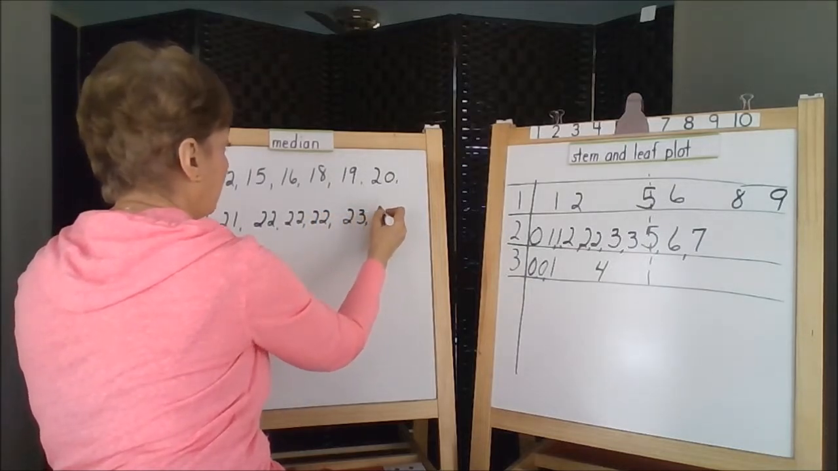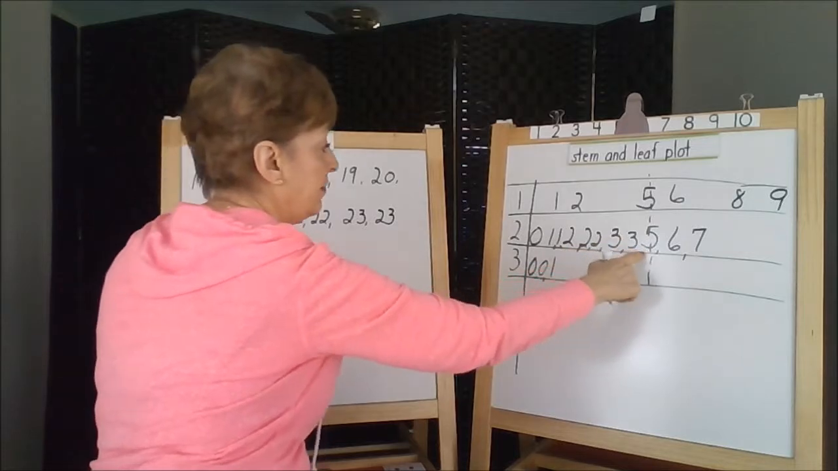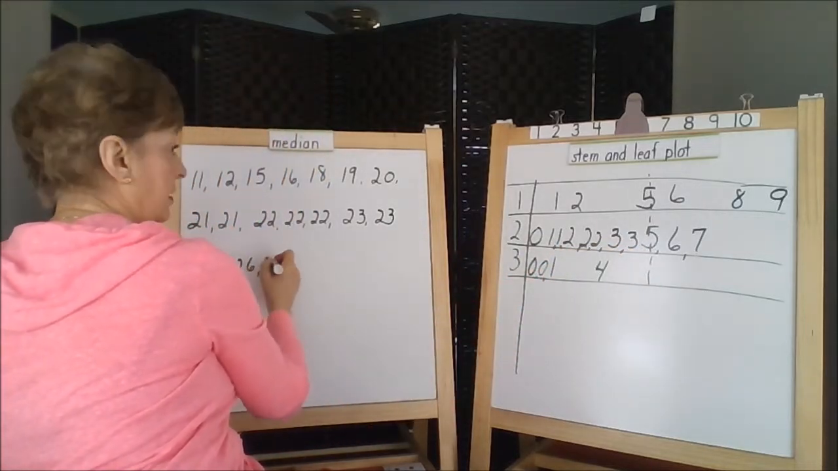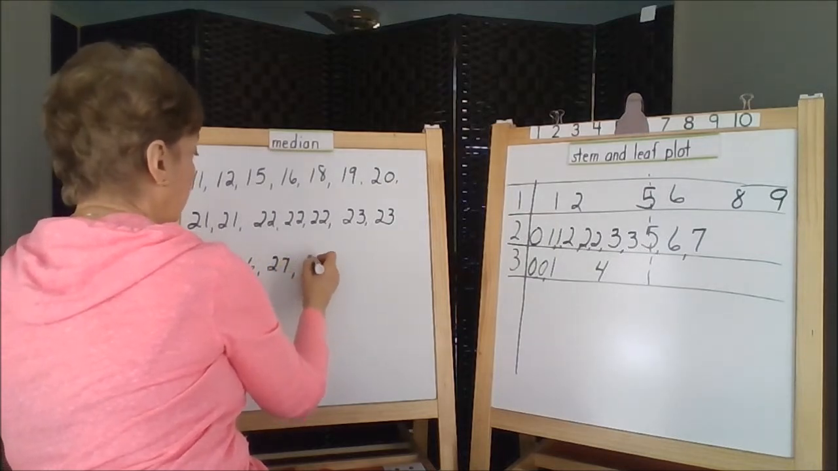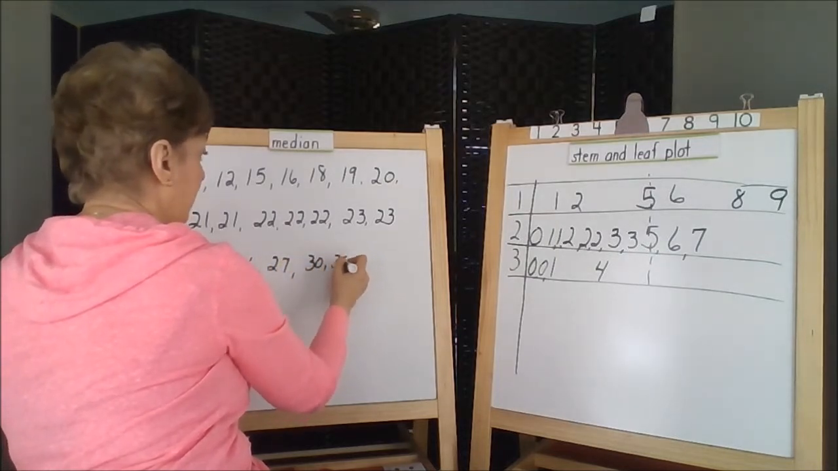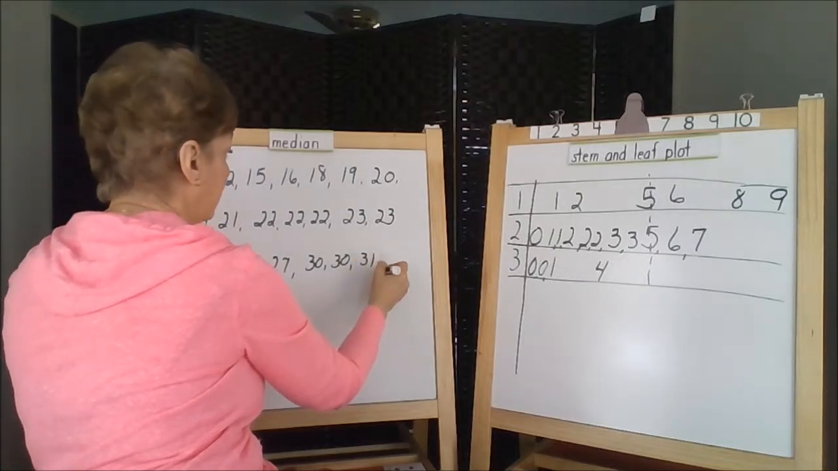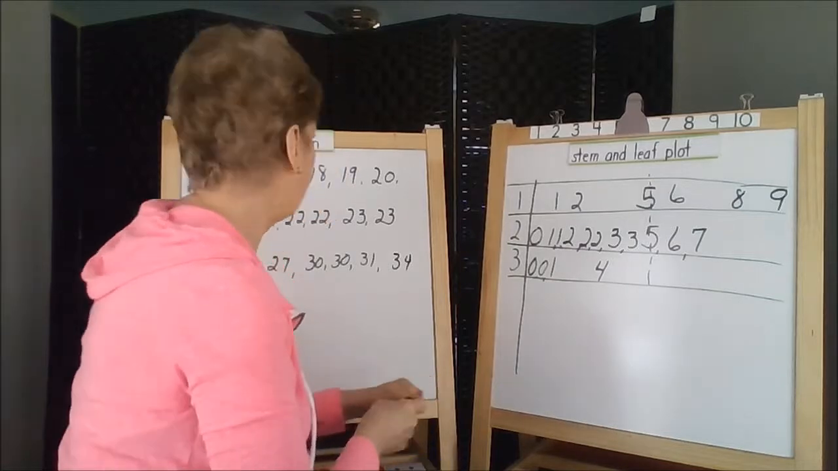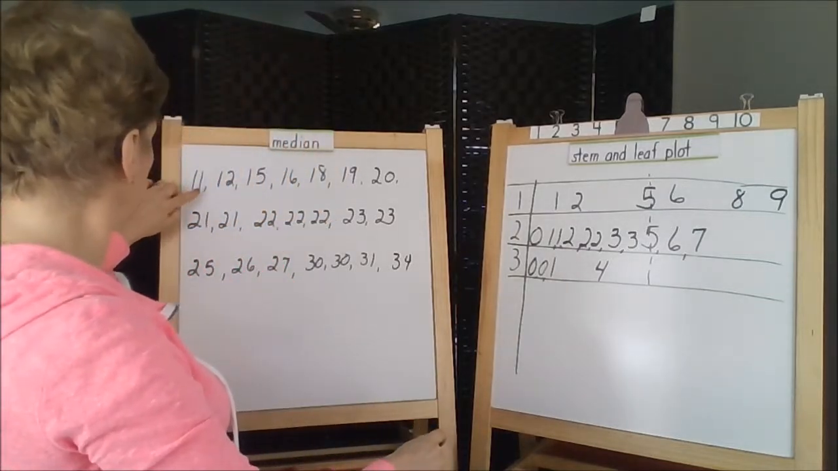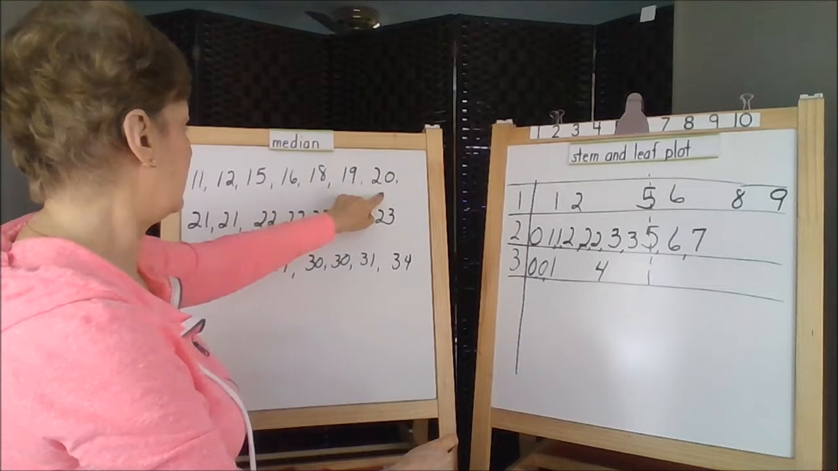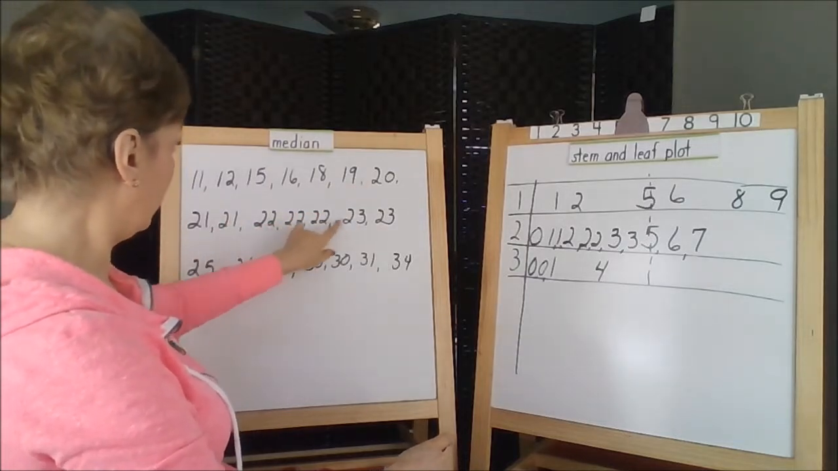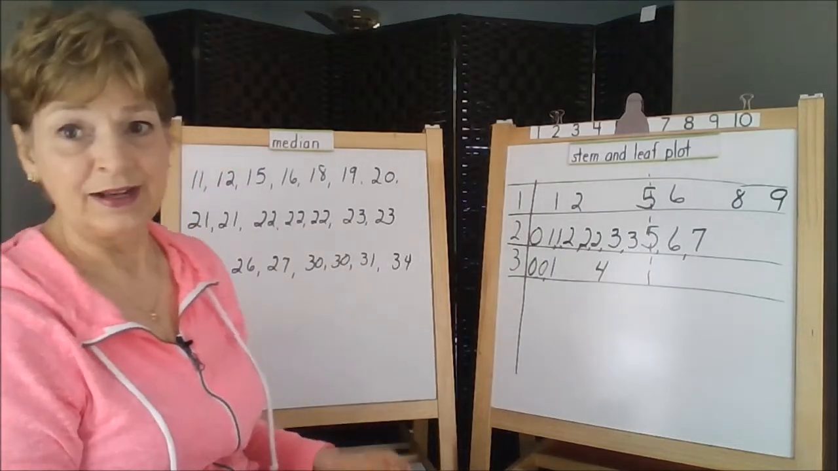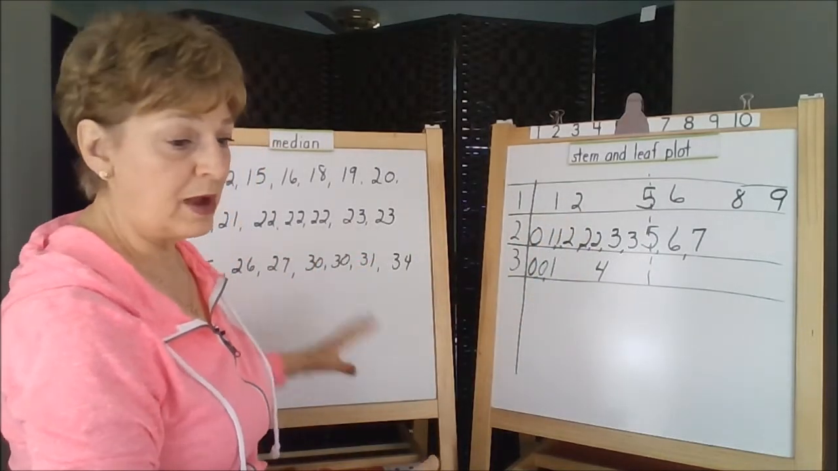23, 23, 25, 26, 27, 30, 30, 31, 34. Let's count to be sure that we have 21 items. 1, 2, 3, 4, 5, 6, 7, 8, 9, 10, 11, 12, 13, 14, 15, 16, 17, 18, 19, 20, 21. Good. It all transferred over well.